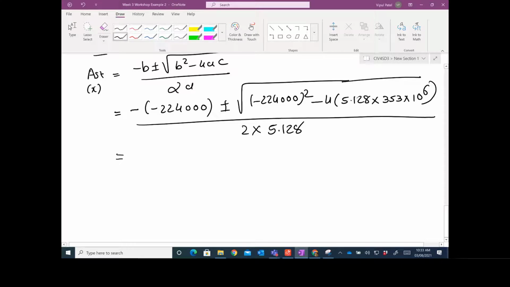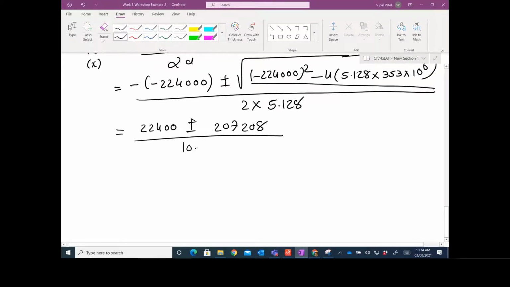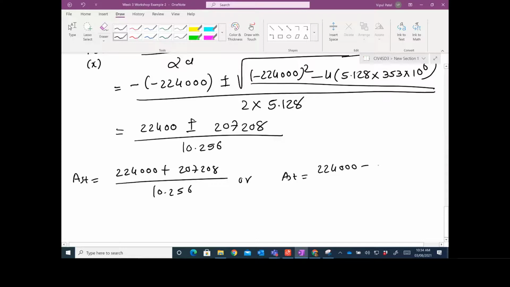So simplifications give you this 224000 minus minus is plus or minus square root of whole things will give you 207 208 over this one will give you 10.256. I hope it is not fast. I think it's just the maths. And then you just say that AST would be 224000 plus 208 over 10.256, or you have AST of 224000, take away 208 over 10.256.